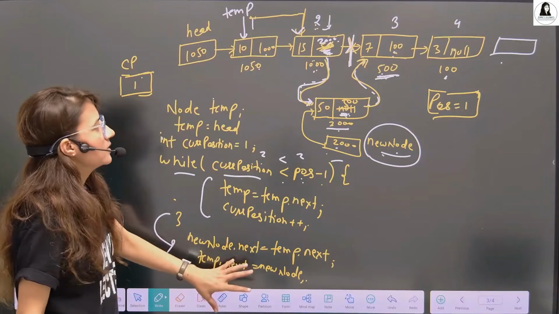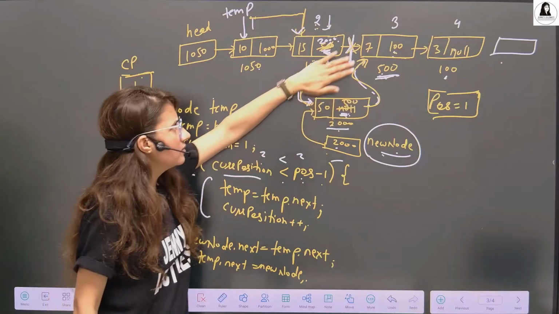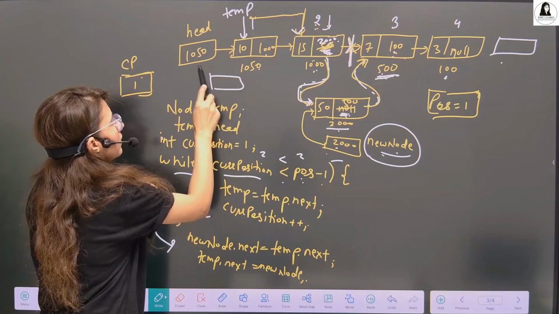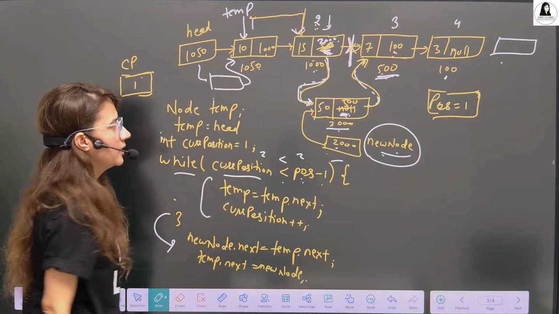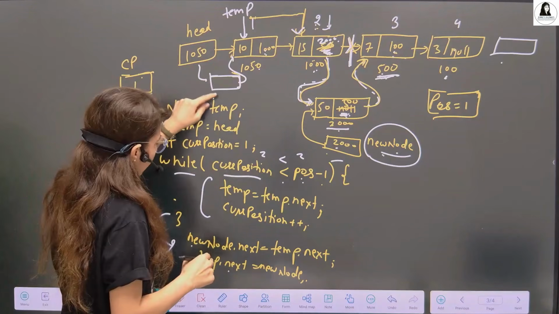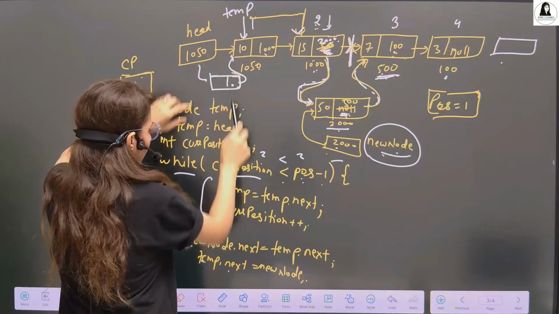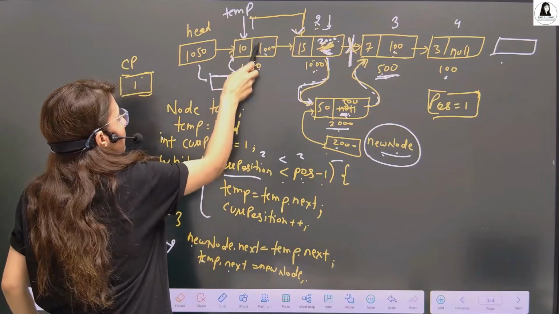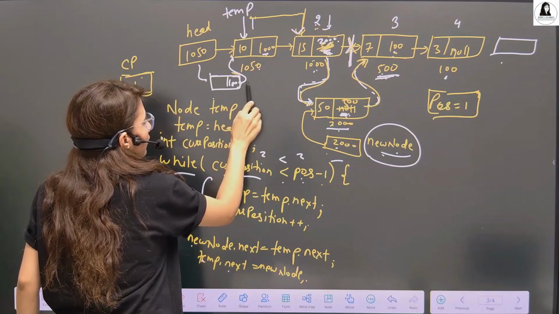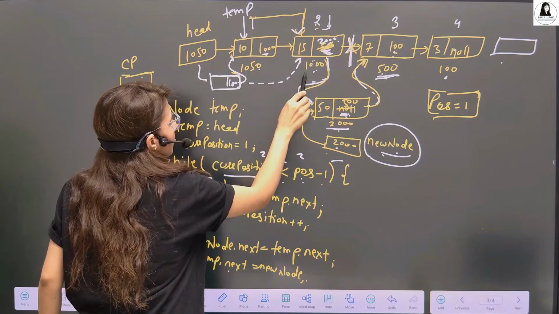Whatever new node dot next, suppose this is my new node, rather than inserting here, I won't add at position 1, meaning here. So you have to change it like this. Here I want this node 50. So new node dot next is equal to temp dot next. Temp is here, temp dot next is 1000. So here we have 1000 and it will point to this 1000.